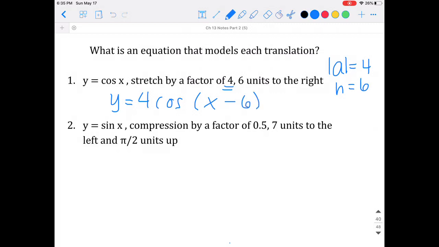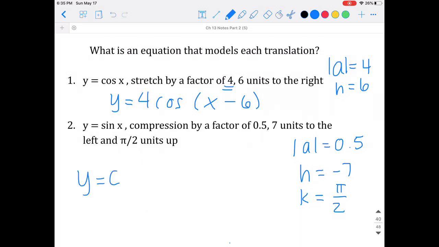And for number 2, y equals sine of x, compression by a factor of 0.5, 7 units to the left, and pi over 2 units up. So again, we have a compression now, so the absolute value of a is 0.5, and we know it's a compression when it's a fraction that is less than 1. Translated 7 units to the left tells us that our h value is going to be negative 7, and pi over 2 units up means that k is pi over 2. So when we plug into our equation, we have y equals 0.5 sine of x plus 7 plus pi over 2. And that's it for writing our equations with translations.